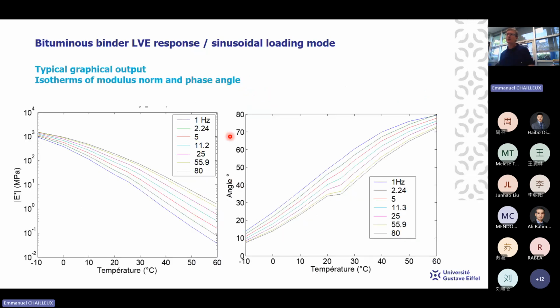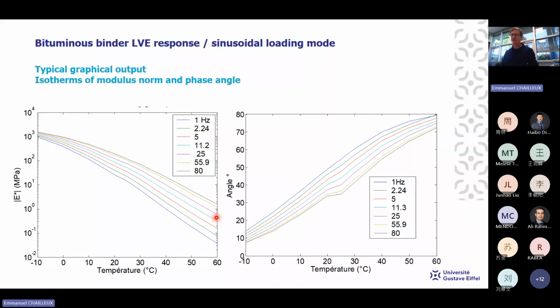So what we get using a classical dynamic shearometer, or in this case, dynamic mechanical analysis, is a modulus. Here I express the modulus norm and the phase angle according to the temperature. So I made a mistake. It's not isotherm, it's isofrequency. It's an isochrone. What we observe is that the modulus generally decreases with temperature.